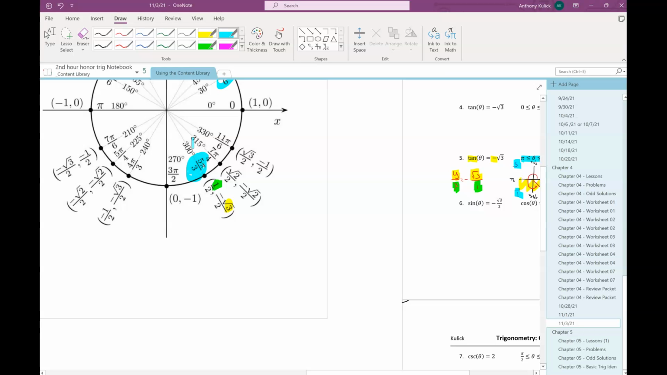And the homework quiz is just going to be questions? Yep. Just from worksheets 1 and 2.